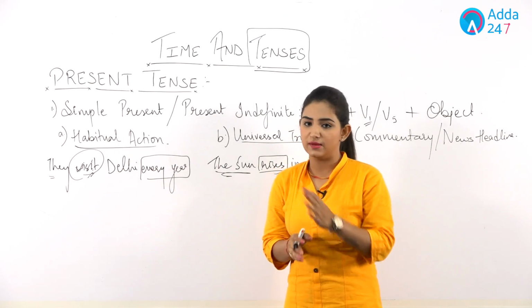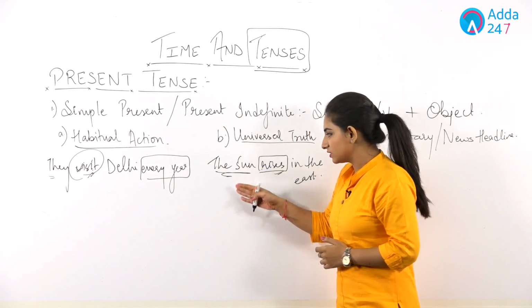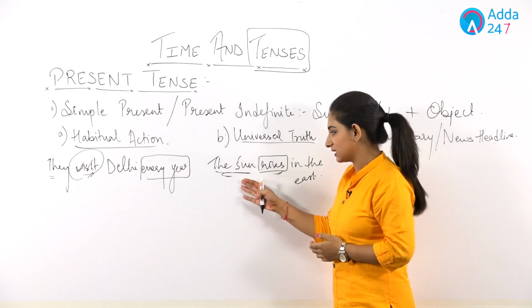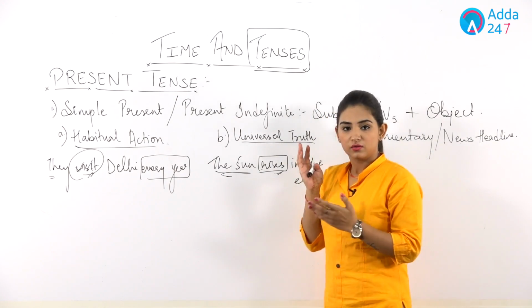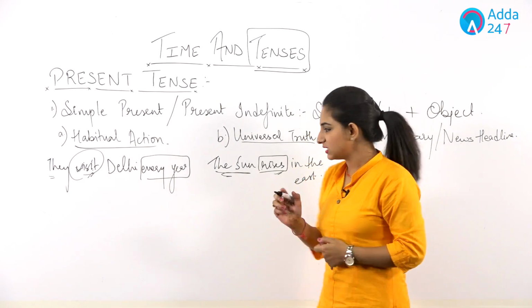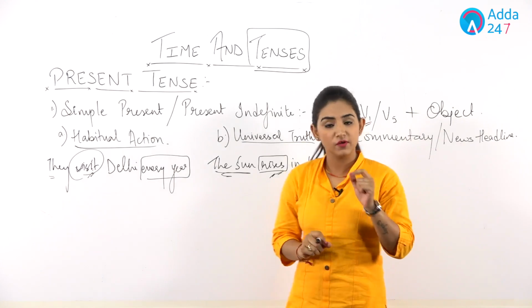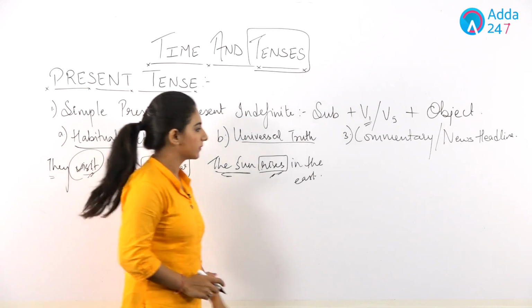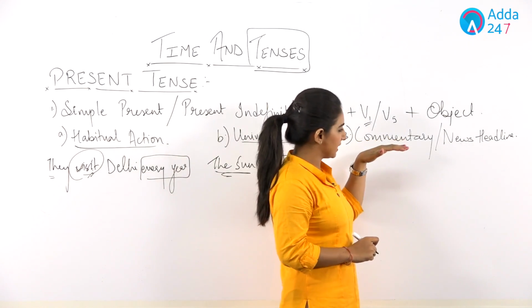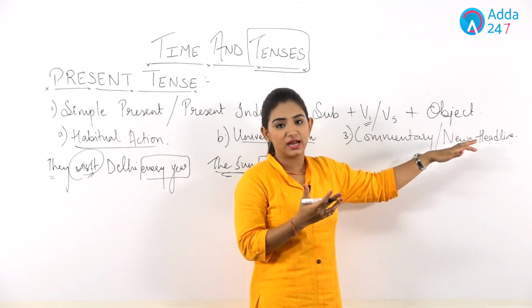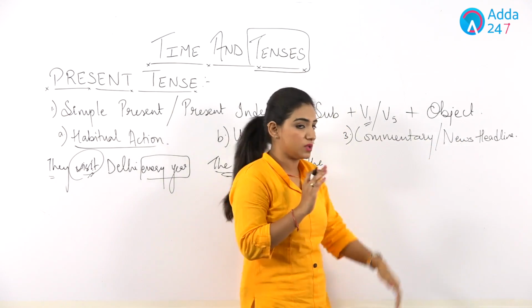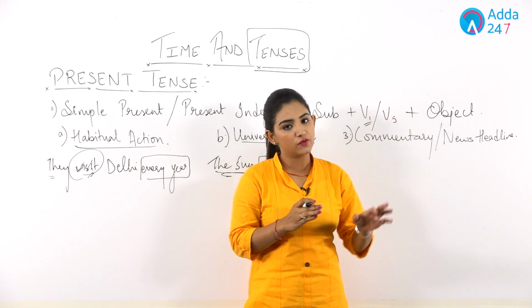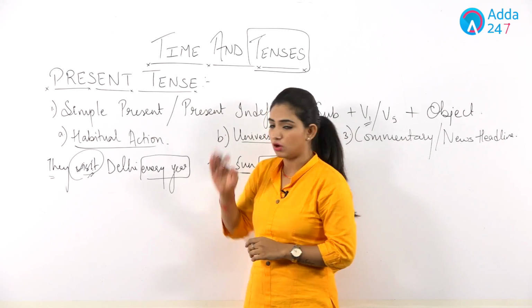This fact will never change. Why? Have you ever seen or have you ever heard that the sun has risen in the west? It's not possible. That is why we have placed the verb's fifth form here according to the subject, that is singular. Moving further, if there is any commentary or news headline written, then also we will use the verb's first form or fifth form that comes under simple present or present indefinite.